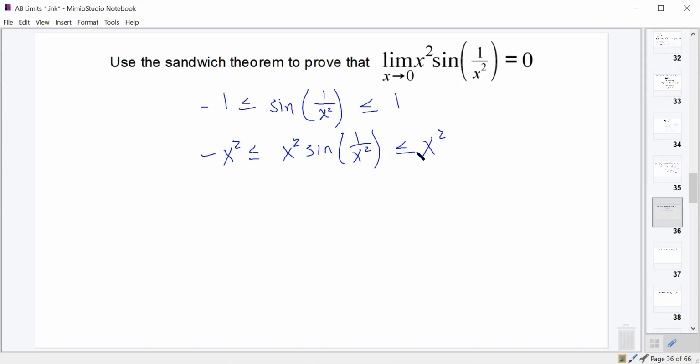So we haven't proved the limit yet, but we've at least found the two functions. Now, we already knew what they were because we looked at it on the graph, but we've proven that those two functions are functions that will complete the initial conditions of the sandwich theorem. Everybody good with that?